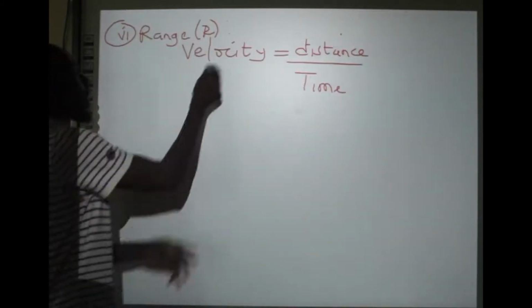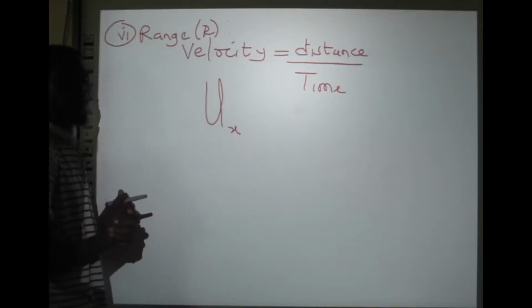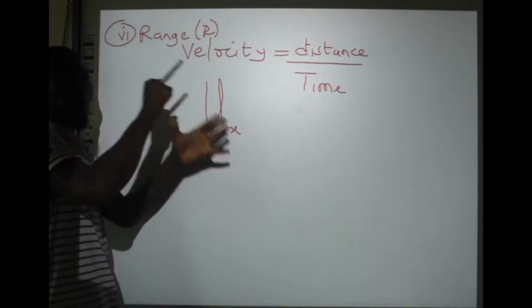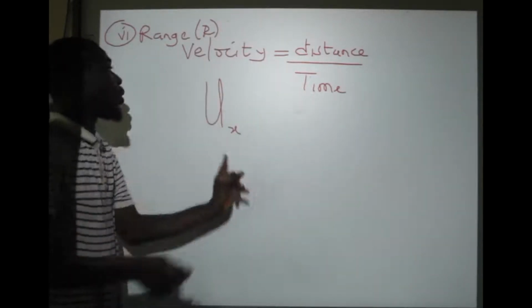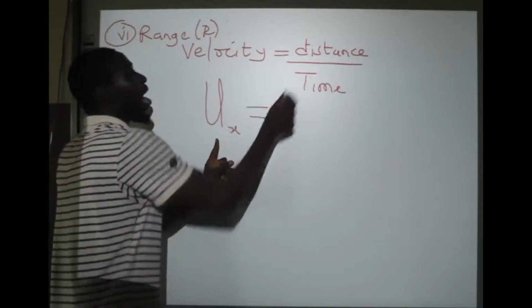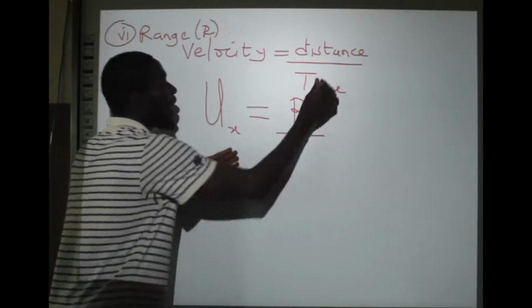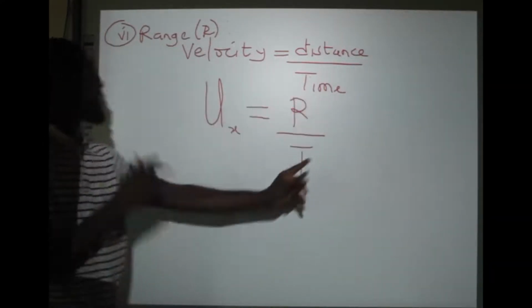So in this case, our velocity will now be the horizontal velocity u_x. Don't forget that I have to prove that horizontal velocity for you, because we have to prove it the way it comes in the graph. So our u_x will be equal to our distance, that is the horizontal distance, the range, all over our time t. And this time, in this case, will be the time of flight.